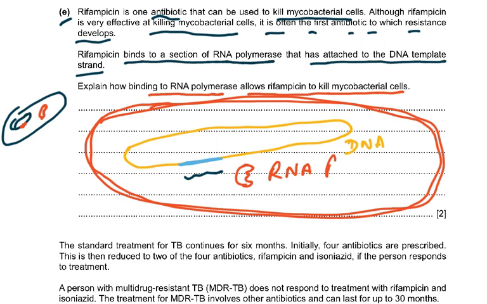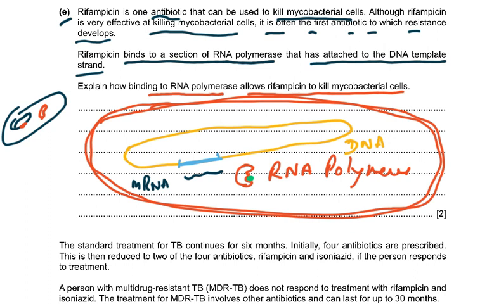You need an enzyme called RNA polymerase. From the DNA, this is a gene which is going to make an enzyme or a protein which the bacteria needs. So this is the portion of the DNA which is being copied by the mRNA. So this is the mRNA being made, and we need the enzyme RNA polymerase to do this. Now it says rifampicin binds to a section of RNA polymerase. So the rifampicin binds here.